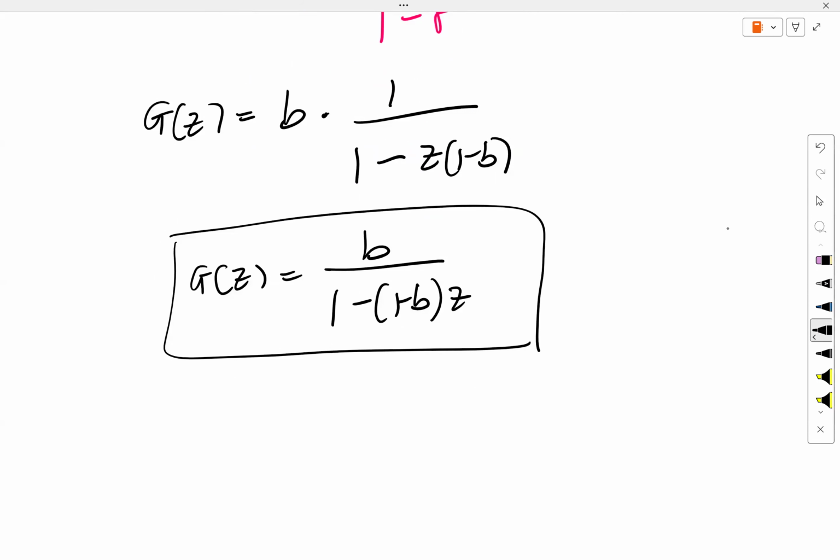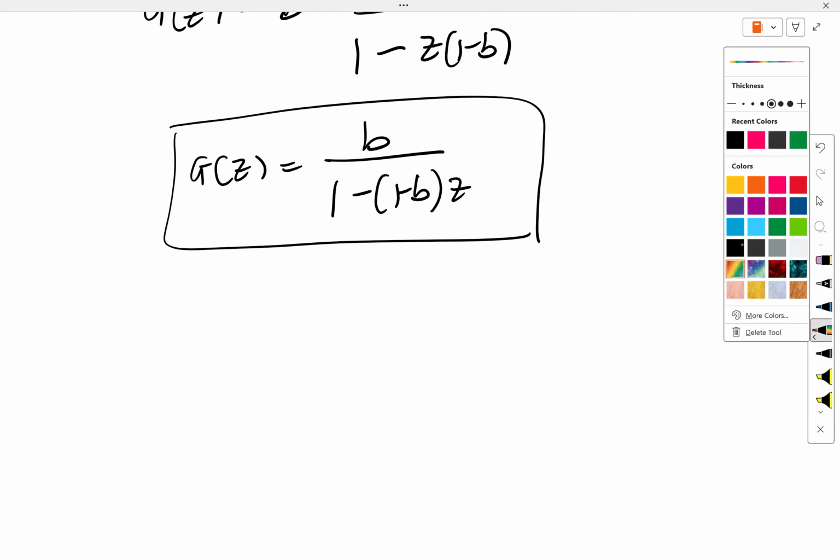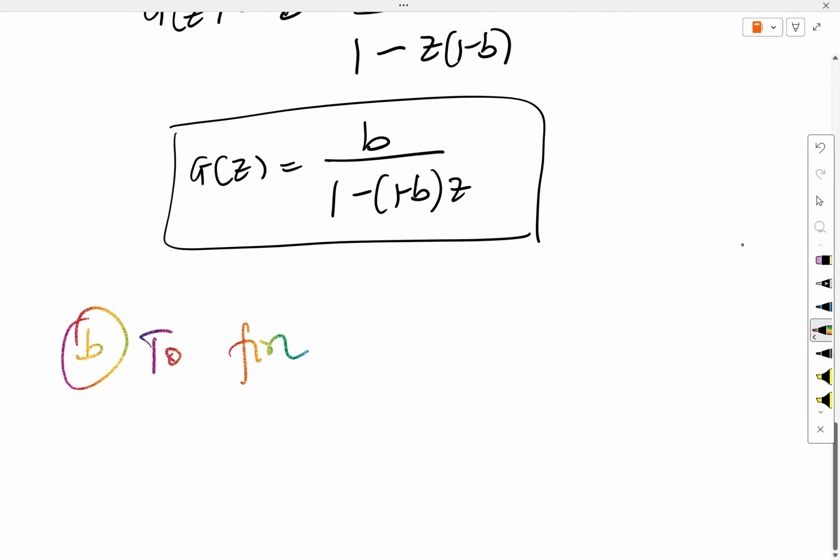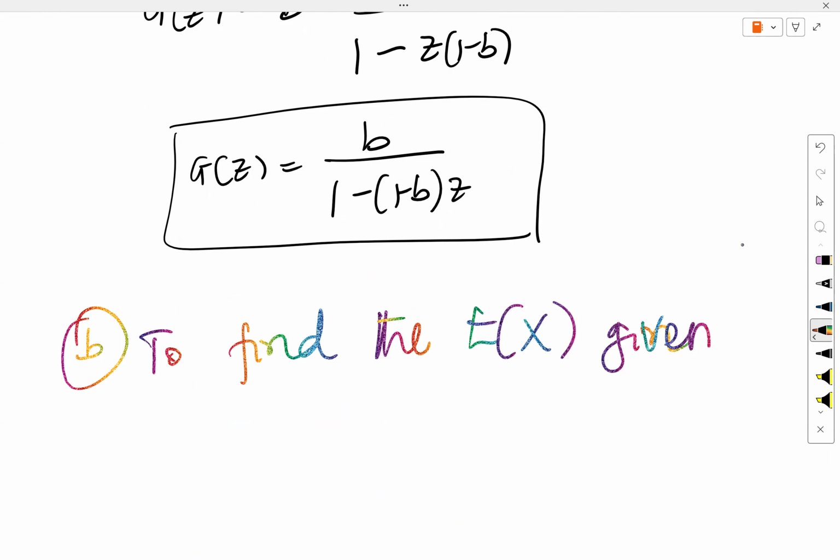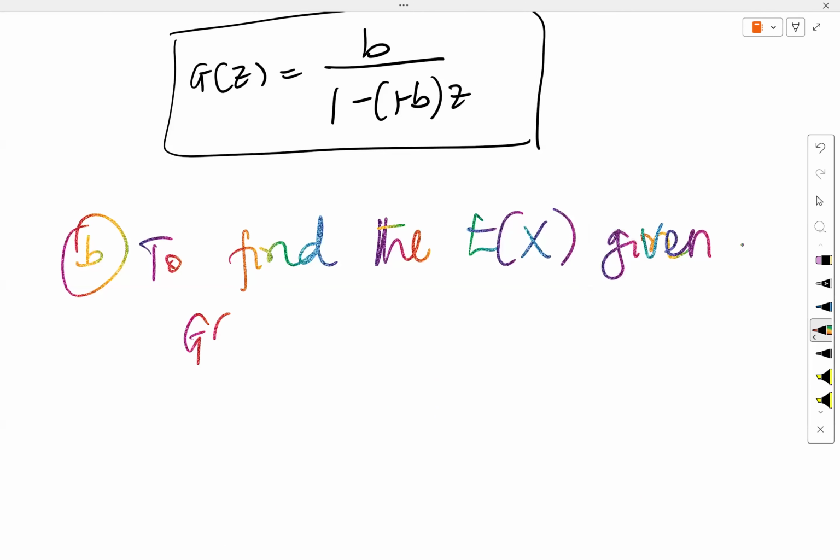The next thing is we want to use that PGF in A to obtain expectation of X. Okay, so let me go marker hunt once again and go for this. So to find the expectation of X given the g of z we just obtained, given g of z equals b over 1 minus b z. That's what we have. So we want to find expectation of X given that.